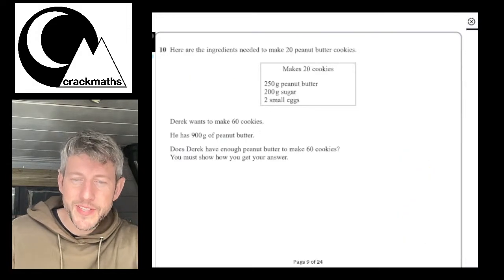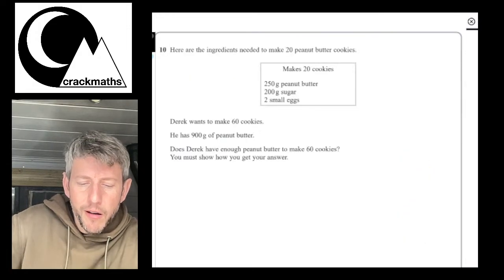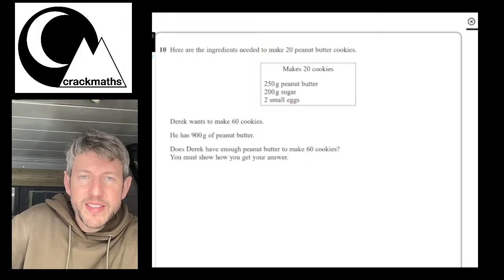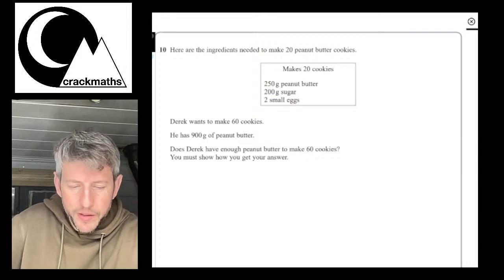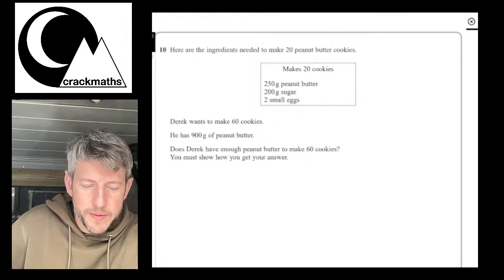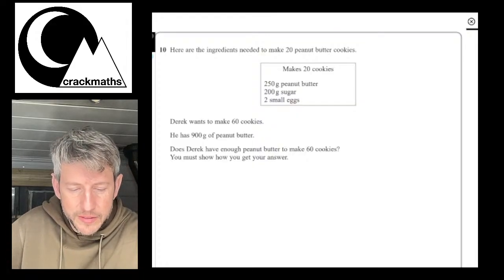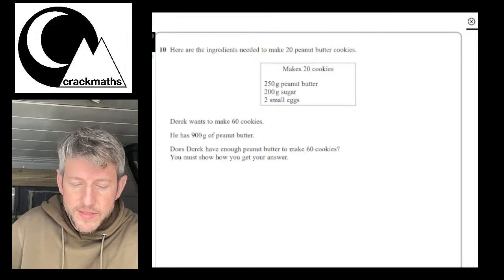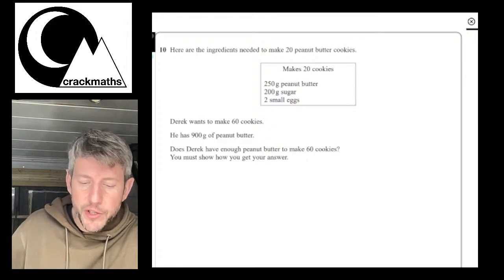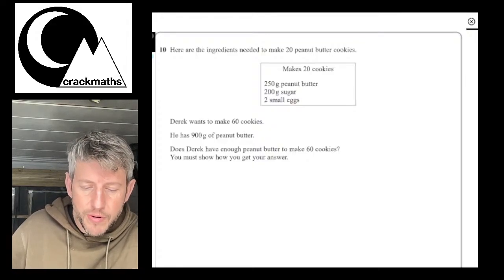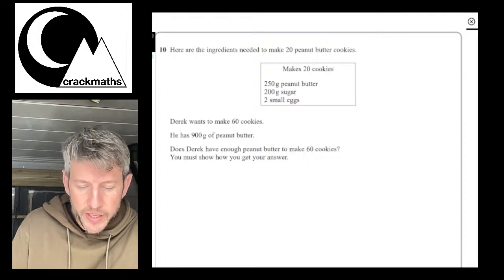Okay, question 10. Here are the ingredients to make 20 peanut butter cookies. Okay, 250 grams of peanut butter, 200 grams of sugar, and 2 small eggs. Derek wants to make 60 cookies. He has 900 grams of peanut butter. Does Derek have enough peanut butter to make the cookies with?